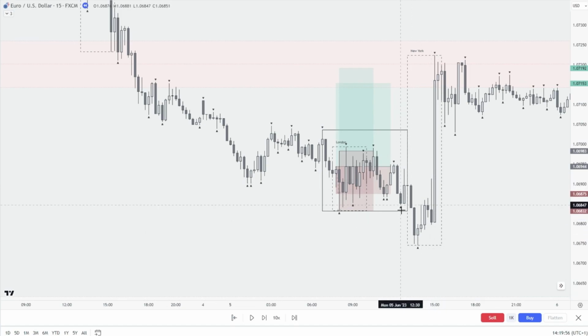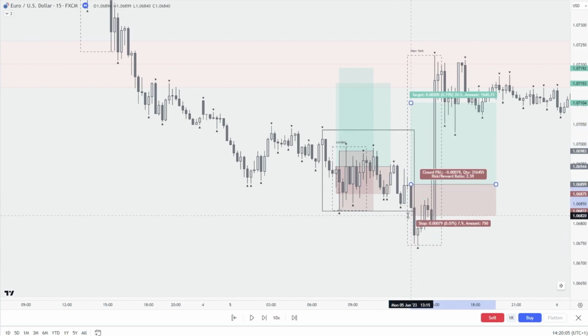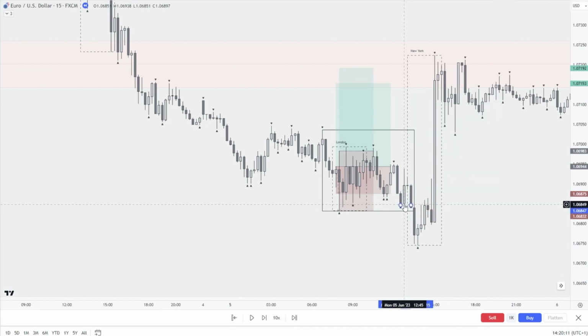Do we have internal fractal lows? Yes, we do. We have this here. And does it get taken? Yes, it does. It gets taken. So you could easily take a position off of that. Obviously, it doesn't tag in. It then drives lower and takes the range low anyway. So you would remove that. So it takes the range low.